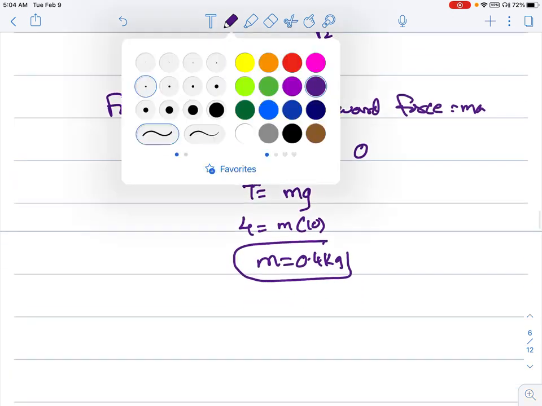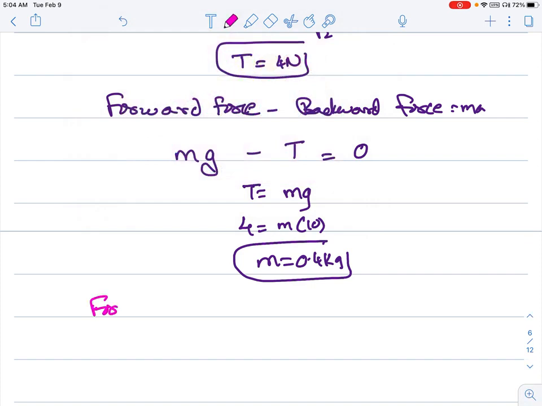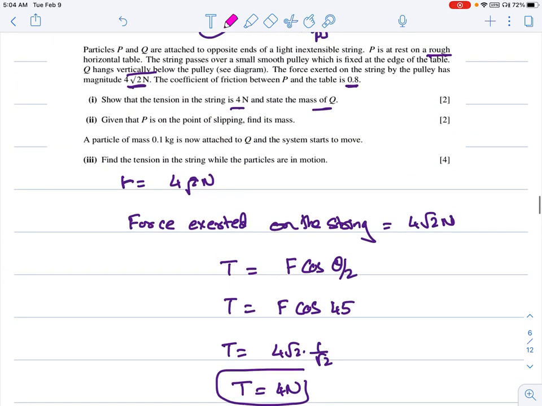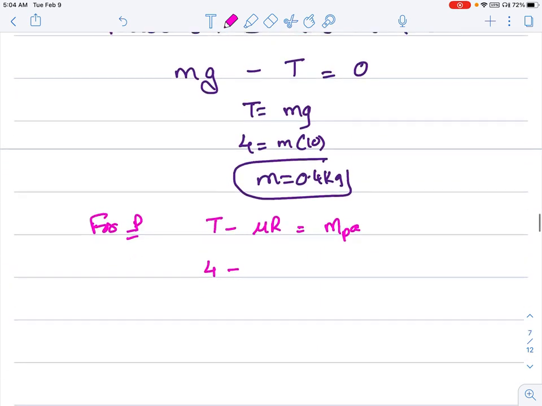So now for P. Forward force is tension, backward force is mu R, equal to mp times a. Now the tension is 4 newtons minus the backward force, mu R. The mu value is 0.8, and R value is mp g. So 4 minus 0.8 times mp times g, with g as 10, is equal to 0 because it is at rest. So from there I get mp as 4 divided by 0.8 times 10, which is 0.5 kgs.